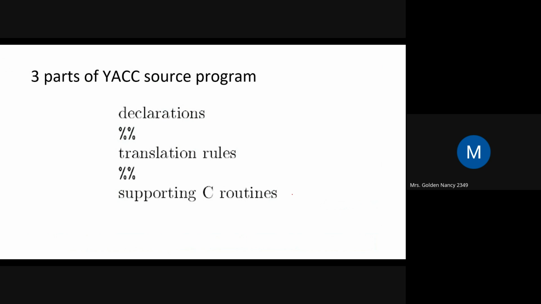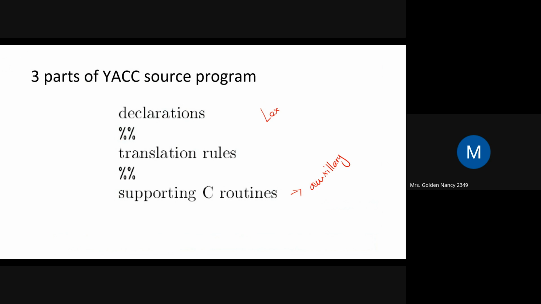You can also call these auxiliary functions. Okay, so you would have remembered the Lex tool. In the same way here also, a program is divided into three parts. Now we are going to write the program for the tool. First it starts with the declaration, then you have the translation rules, followed by supporting C routines.